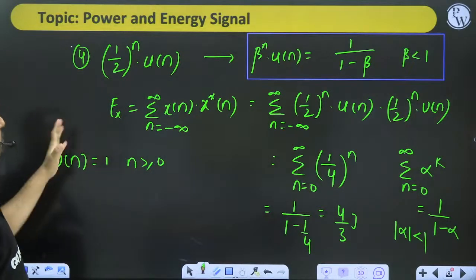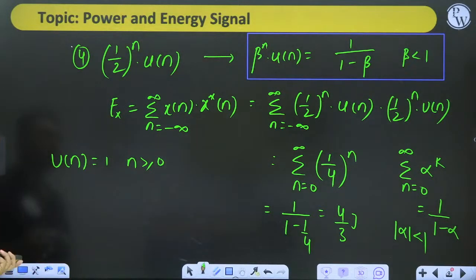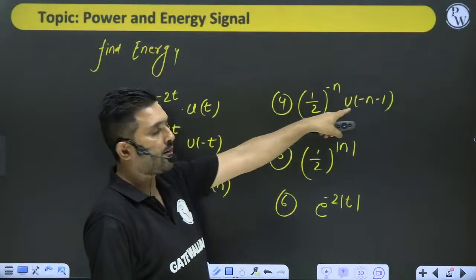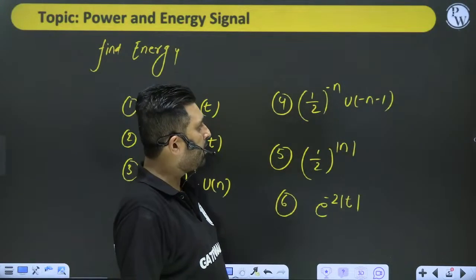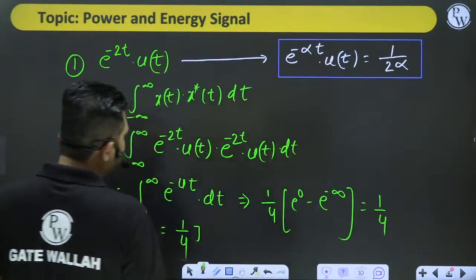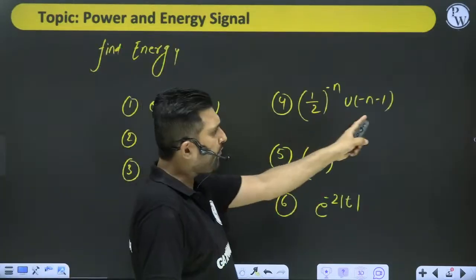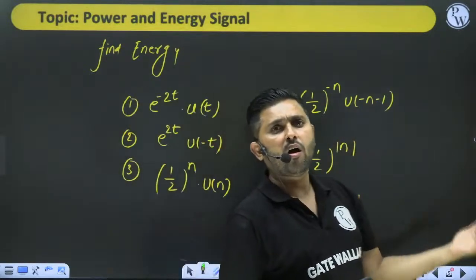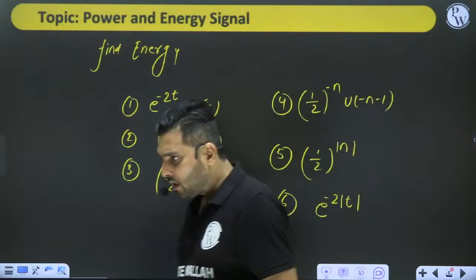Okay, let's come to the other one. The fifth question was a very interesting question. It was a very interesting problem actually. The fifth problem was this one. I'm taking this to be the fifth one. 1 by 2 to the power minus n, u of minus n minus 1. Let's check whether this series, if I add all the samples, will converge or not.